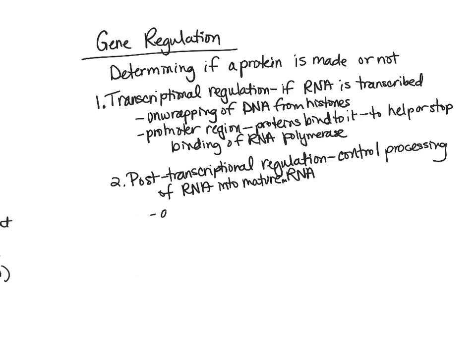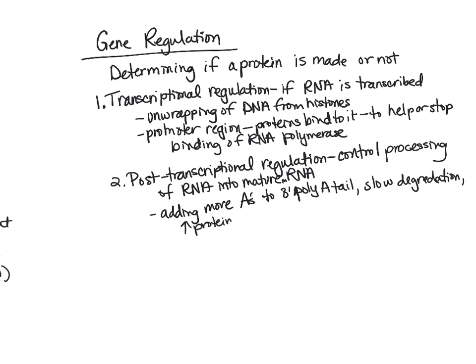So this would consist of adding more adenines to the poly A tail so we can slow down the degradation, so if anything's eating at it, more protein is made. So we add more A's to the 3' poly A tail, so we can slow degradation. And if we're slowing degradation, then we're increasing the proteins made. We can make more proteins the longer it sticks around. And then also we have splicing, and splicing can control which forms of a protein are made.